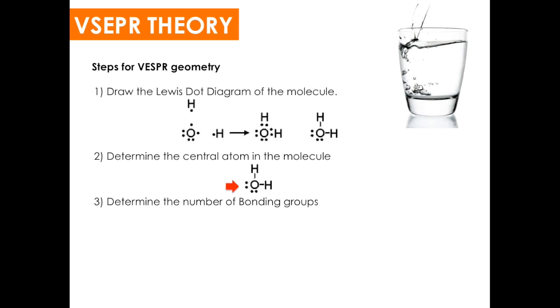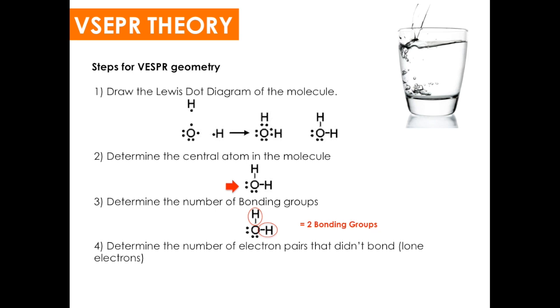Determine the number of bonding groups. In our example, as we can see, we have two bonding groups. And finally, determine the number of electron pairs that didn't bond, which are called lone pairs. In our example, also, there are two non-bonding electron pairs. And with this, we can compare with the different structures and decide which geometric shape this molecule is taking. Let's take a look at them.